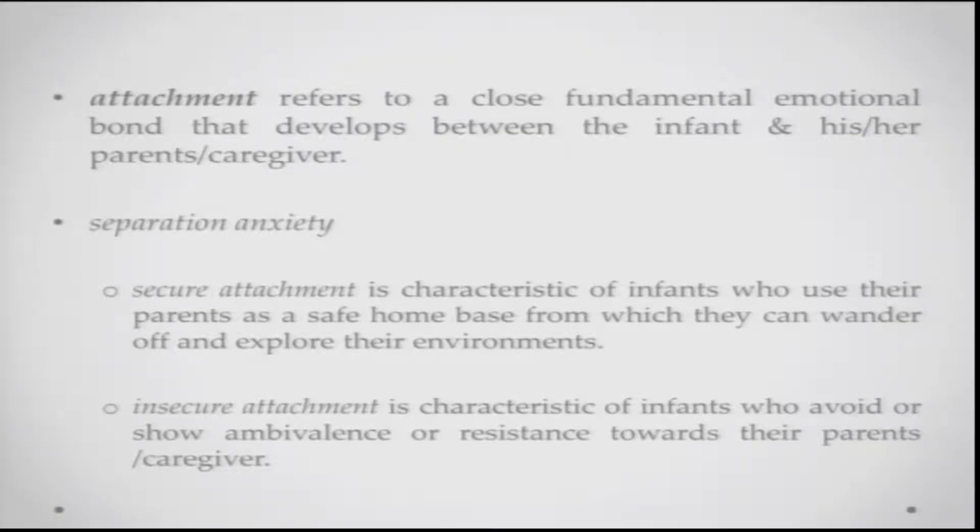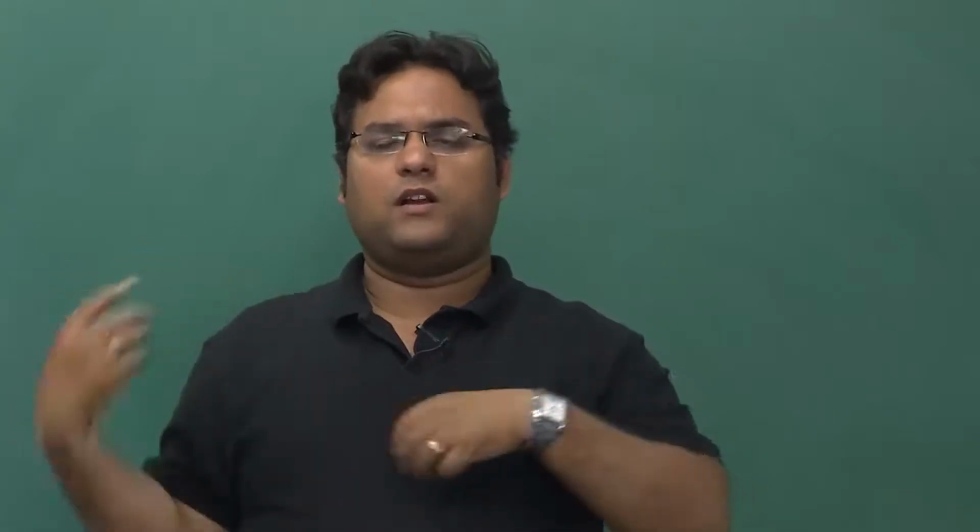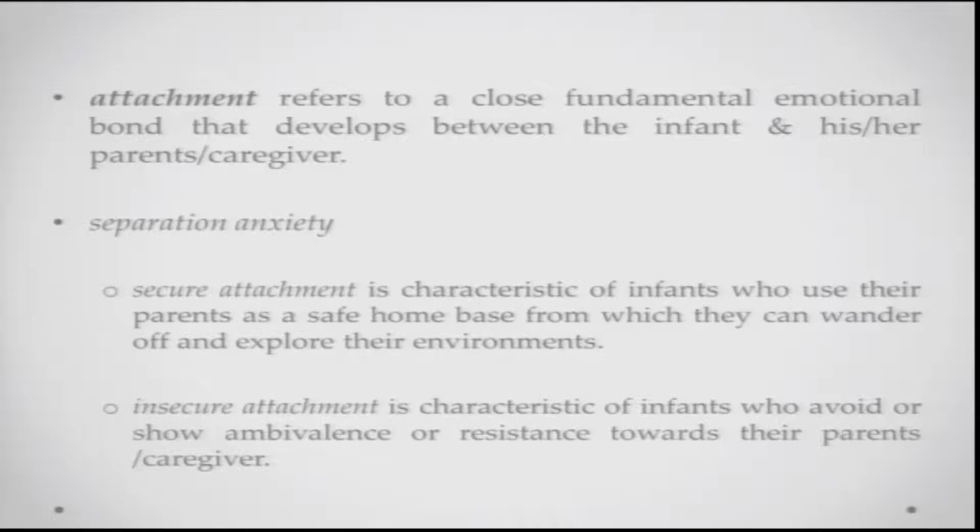Secure attachment is basically characteristic of infants who use their parents as a safe base from which they can wander off and explore their environment. So, the child is confident that the mother or the father will take care of the child, and because they are somewhere around, and I have this feeling that they are looking over me, I will explore the environment, be very confident because I know nothing bad is going to happen, explore the environment and come back.